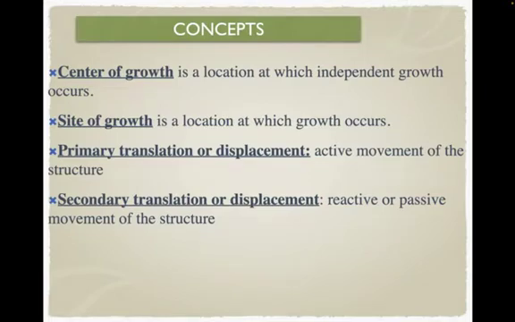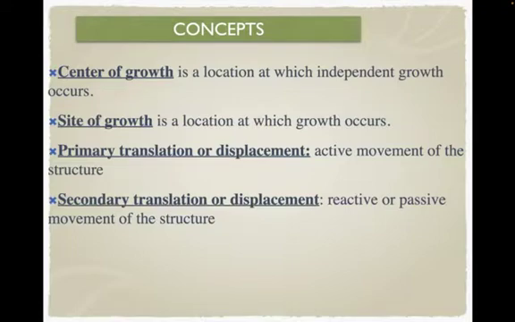Again, there are many concepts happening here. So we have certain definitions as well about growth. Something we call a center of growth, which is basically the location where independent growth happens. If I say the condyle is a growth center, it means that if you take the condyle and place it in a medium, it will grow by itself without any influence from anywhere else. While a site of growth is basically the location where growth happens, but that growth is happening due to a response from somewhere else.